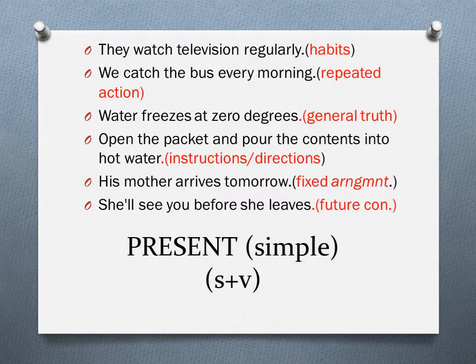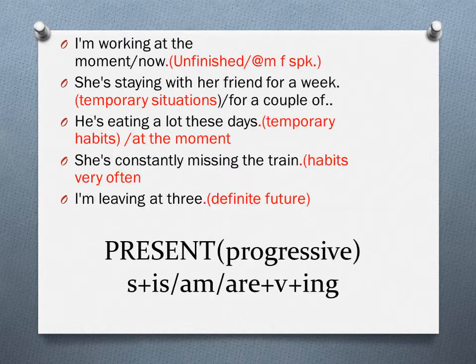His mother arrives. His mother doesn't arrive. She leaves. She doesn't leave. Now we have a clear-cut idea about simple present tense plus verb. Now let us move to the second category of time.